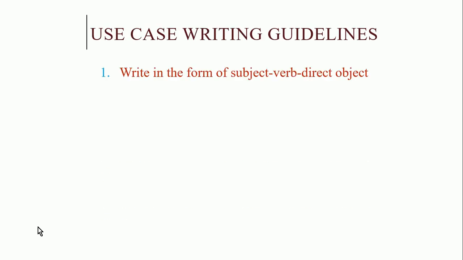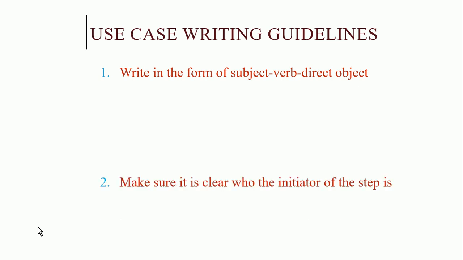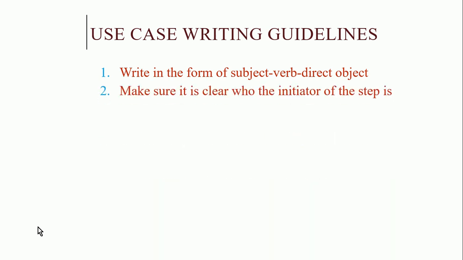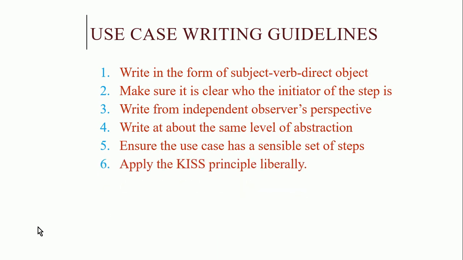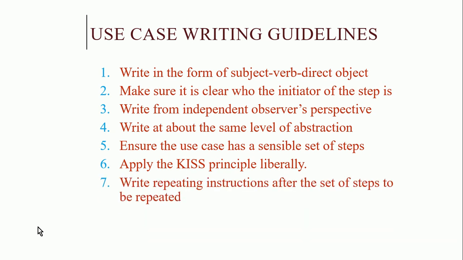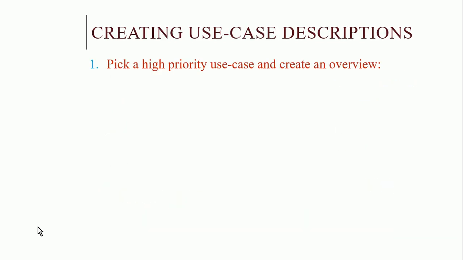So some writing guidelines: you're going to write in the form of subject, verb, direct object. Make sure it's clear who the initiator of the step is. Write from an independent observer's perspective, right? Not from the perspective of the actor. You're going to write at the same level of abstraction, so you're not going to change your level of abstraction as you describe things. Ensure the use case has a sensible set of steps. Apply the KISS principle, which means keep it simple, right? I'll leave off the last S. And write repeating instructions after the set of steps to be repeated, and so forth.